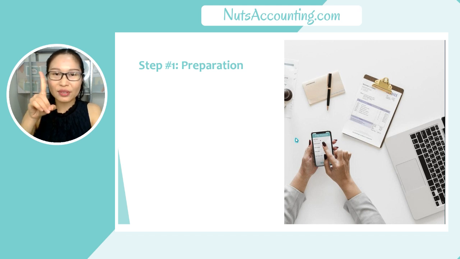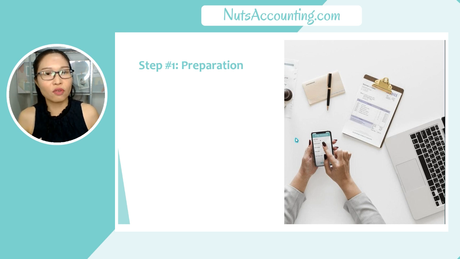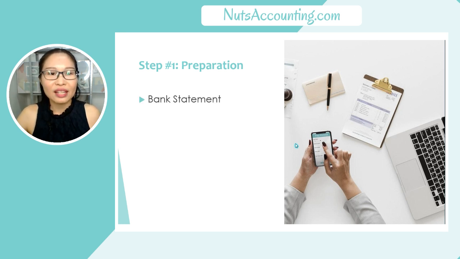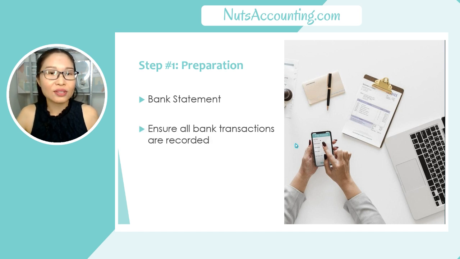So the first step to do your bank reconciliation is the step of preparation. You need to get everything that you need ready so that it is easy for you, rather than fumbling around to search for your bank statement. The things that you need are, of course, your bank statement, and you also need to ensure that all the bank transactions that you need are recorded into Sage 1 Accounting.